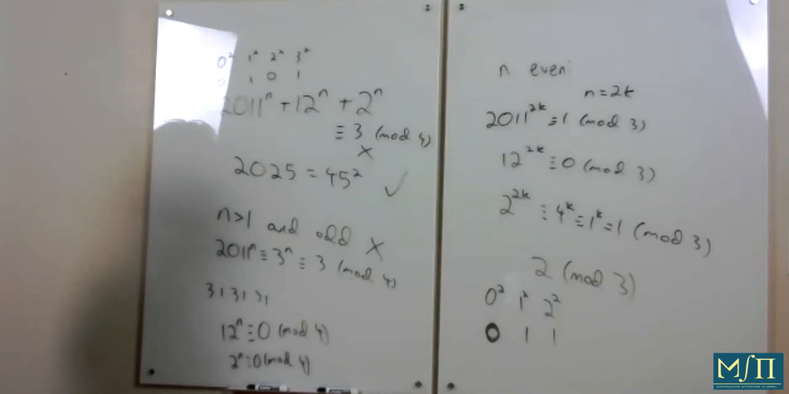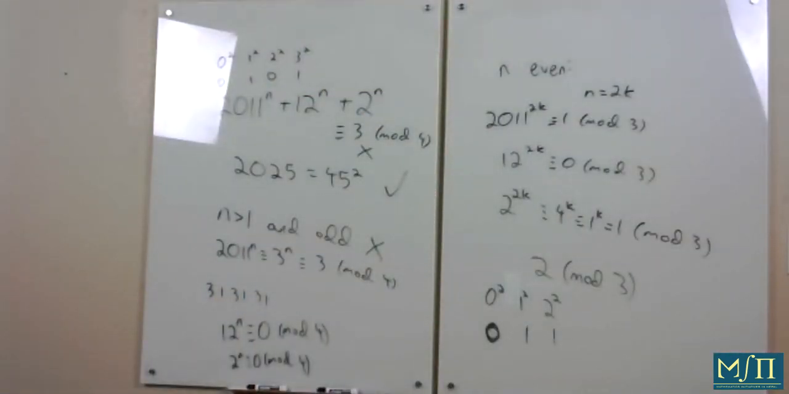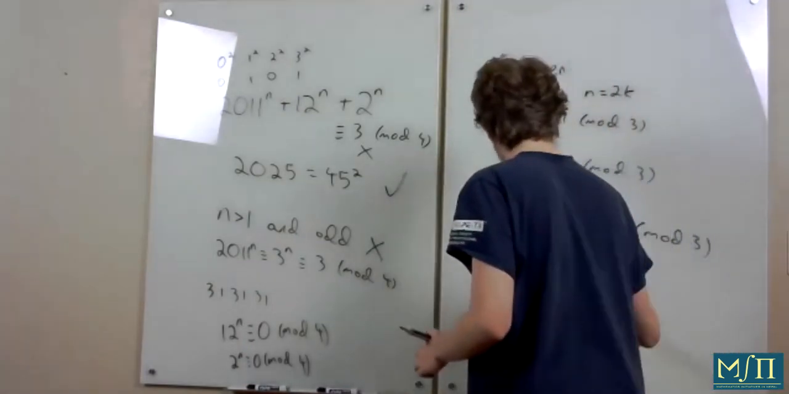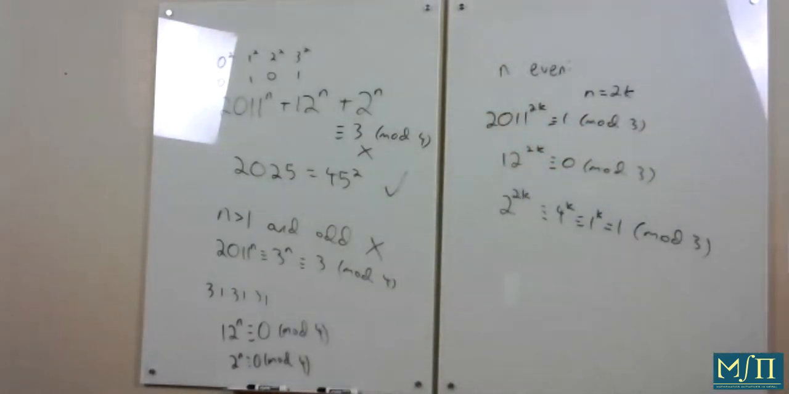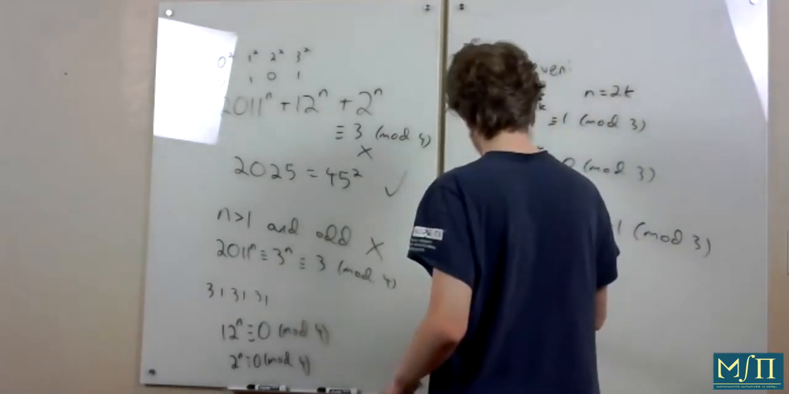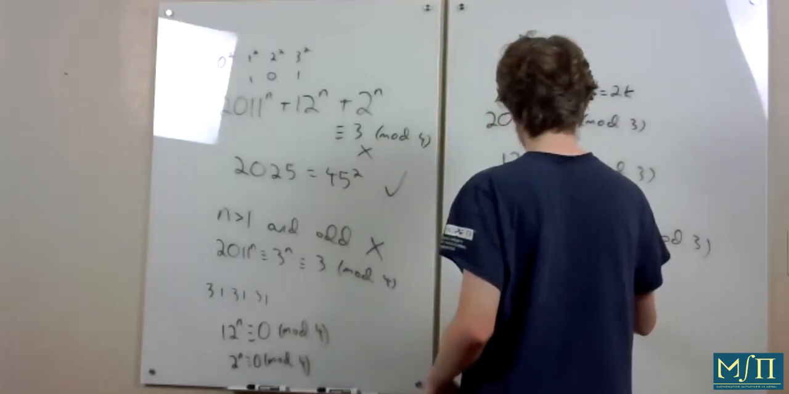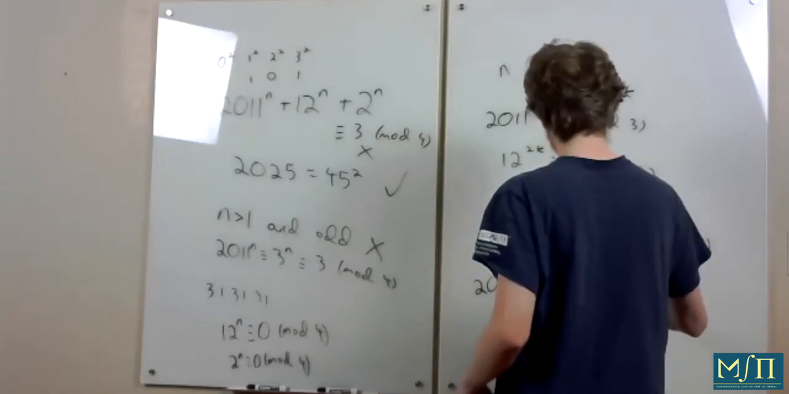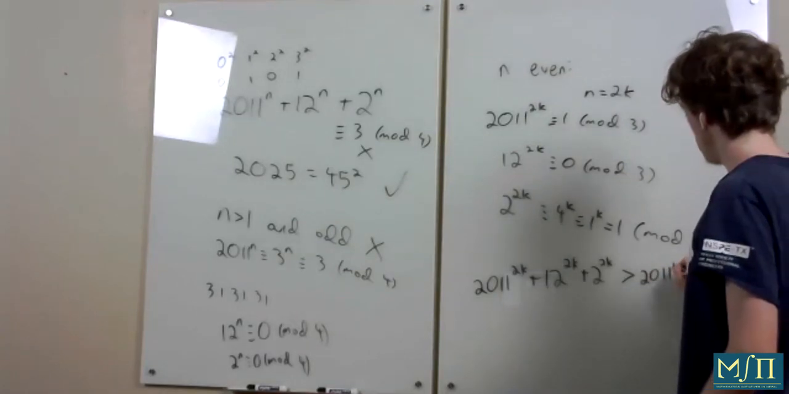And another way you could have done this n is even case is, instead of looking at moduli, you could have looked at size, how large the numbers are. You could have looked at some inequalities, because this number, 2011 to the 2k plus 12 to the 2k plus 2 to the 2k, if it were to be a square, it's greater than 2011 to the k squared.